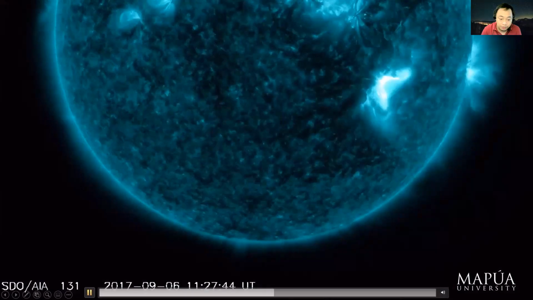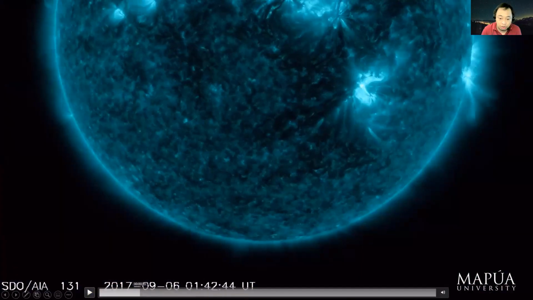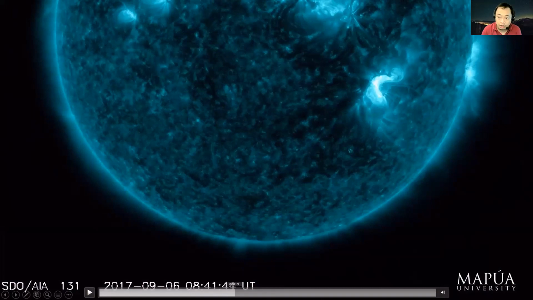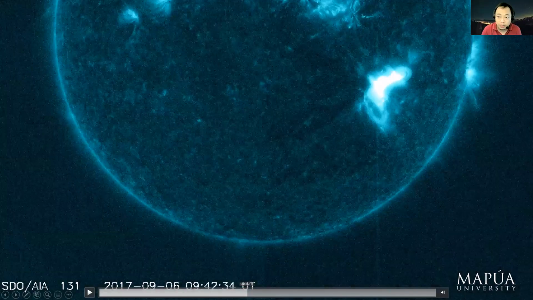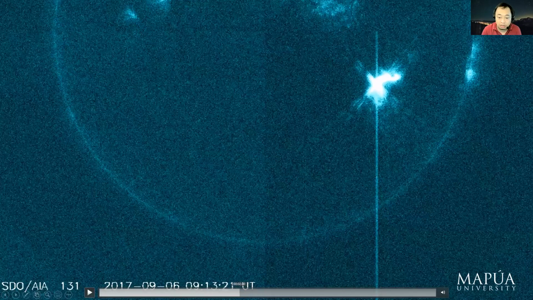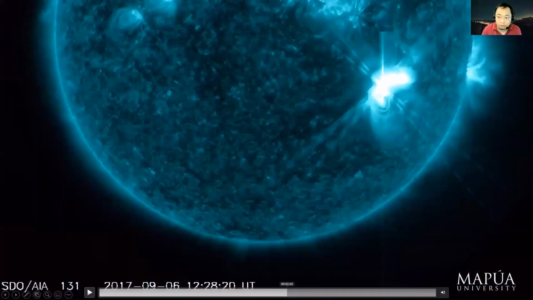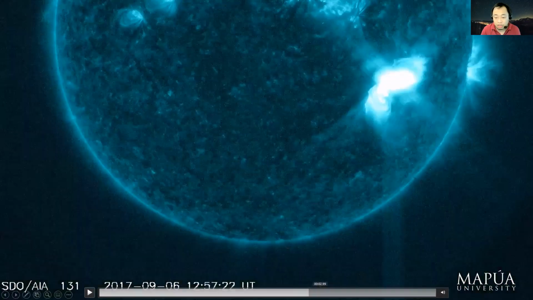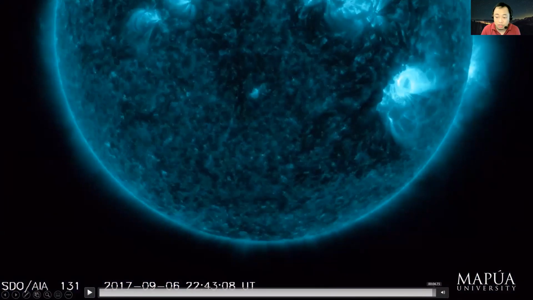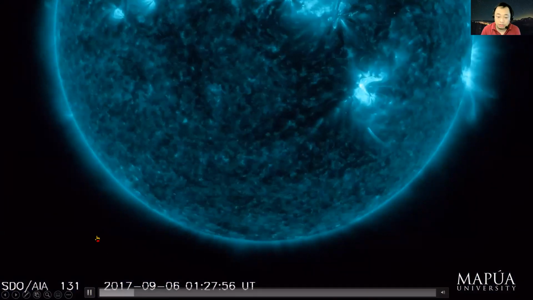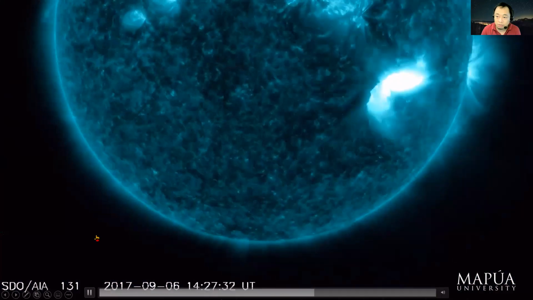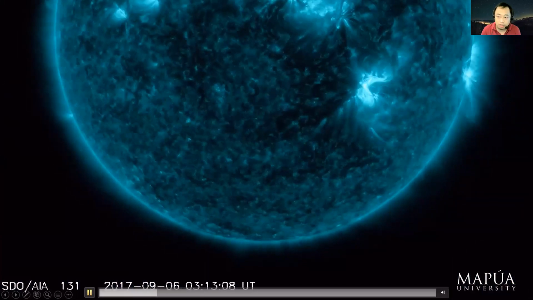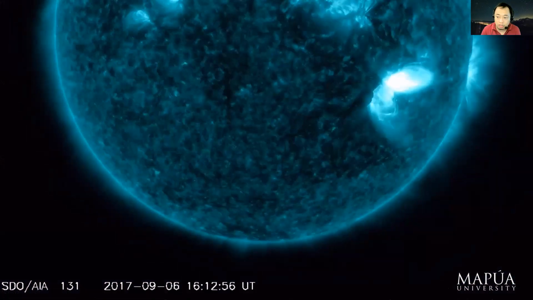Okay, so let me just slow it down for you. So the first very strong flare happened at around 9 UT, 9:13 UT, and then at about 12 UT, there's another one. Okay, and they both came from the same active region. Okay, so this is how we usually visualize the solar flares. Okay, so let us look at that one more time. So that's the first one, and the second one.